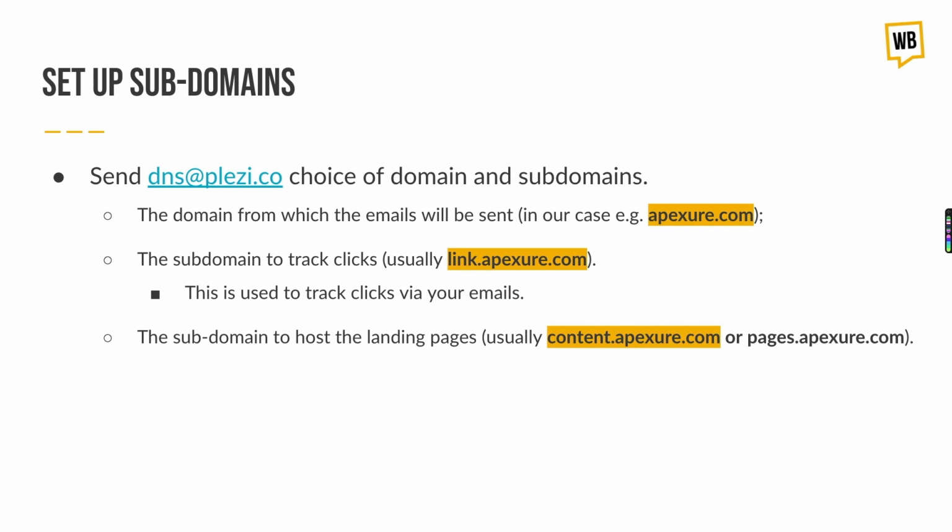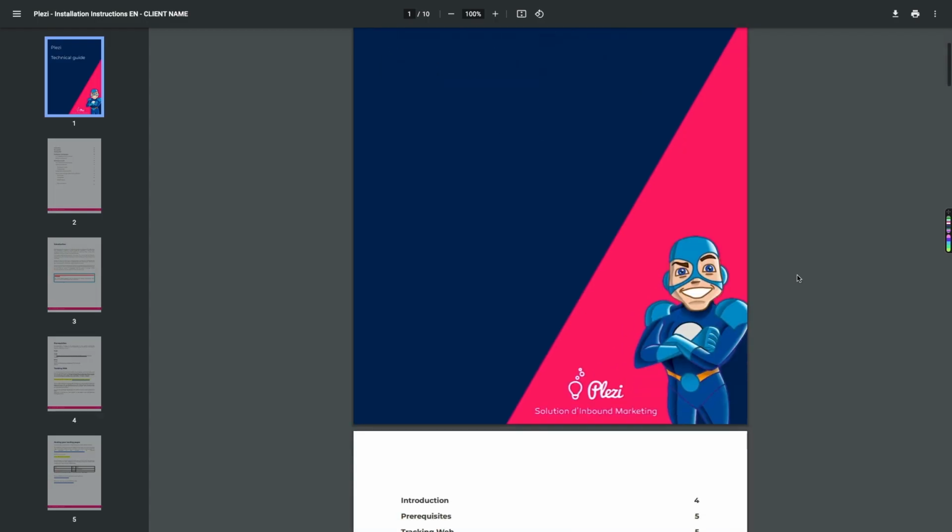Here you can get very creative. You can use some other things like awardwinning.apextra.com, but it's up to you. Once you decide these 3 domains, send them over to dns@plezi.co, and they will send you a list of instructions. The instructions are pretty straightforward.